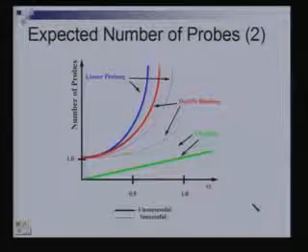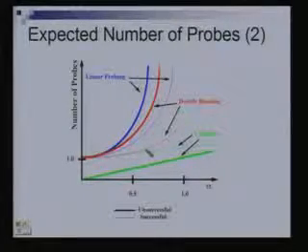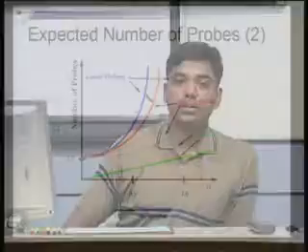Okay, so with that we will stop this discussion on hashing. There is this last slide which shows how this performance changes as alpha changes. Okay.